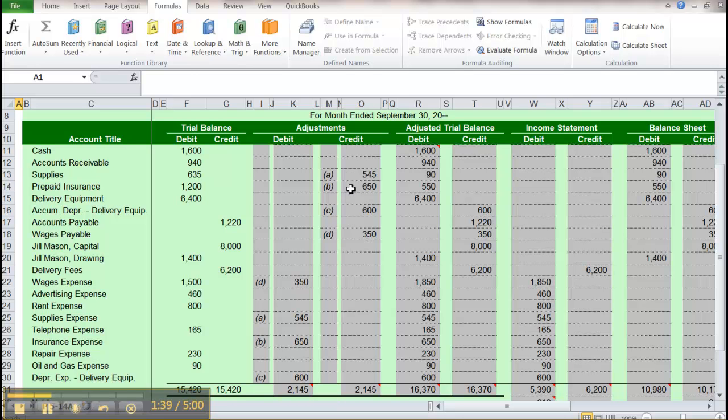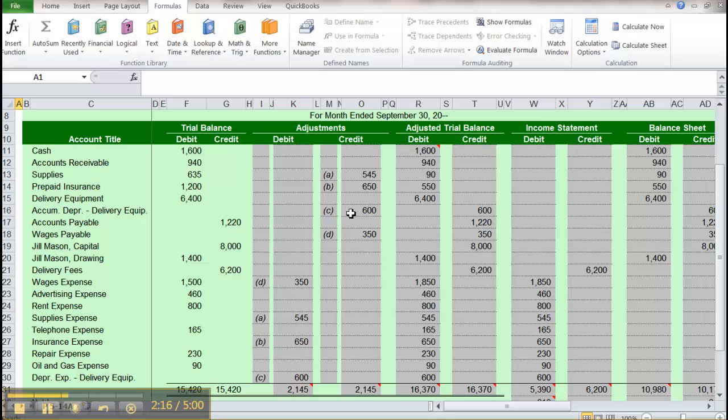B says that insurance expired, and in parentheses it says used is $650. So it is actually telling us the amount used. So we're dealing with insurance. We're going to debit insurance expense and credit our prepaid insurance because that's how much we've used. C says we have depreciation on delivery equipment. That's the actual amount that has been used or that has depreciated. So we debit depreciation expense and we credit our contra asset account, accumulated depreciation. You'll notice nothing is done to the delivery equipment account. We always use the contra asset when dealing with depreciation.